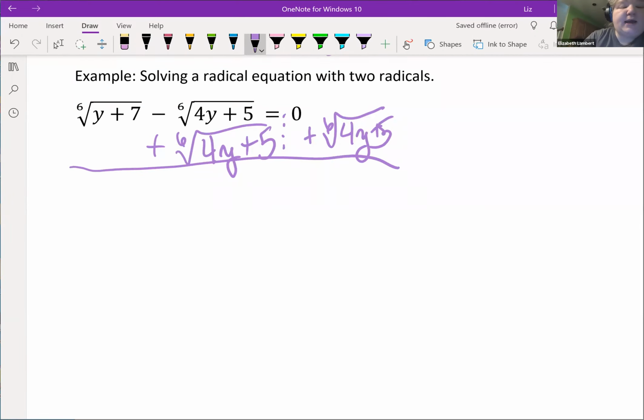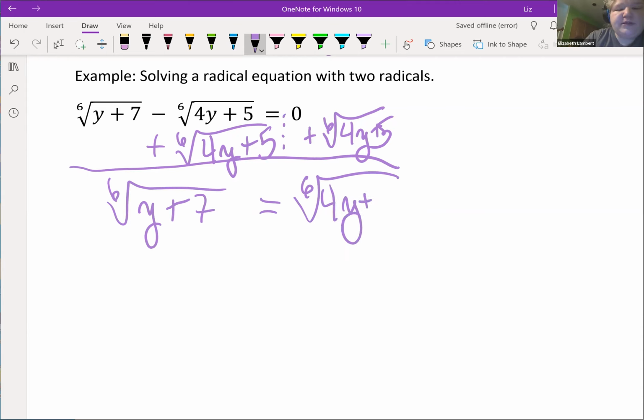And now I have the 6th root of y plus 7 is equal to the 6th root of 4y plus 5. So this is what I'm going to solve. And since it's a 6th root equal to a 6th root, when I raise both sides to that exponent, it is the same exponent that cancels out the radical, so both the radicals are going to be gone, and we're going to be left with a nice linear equation to solve.